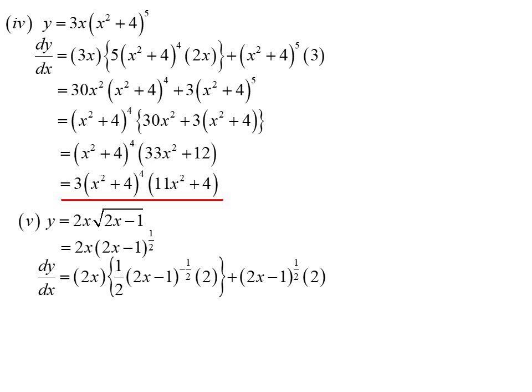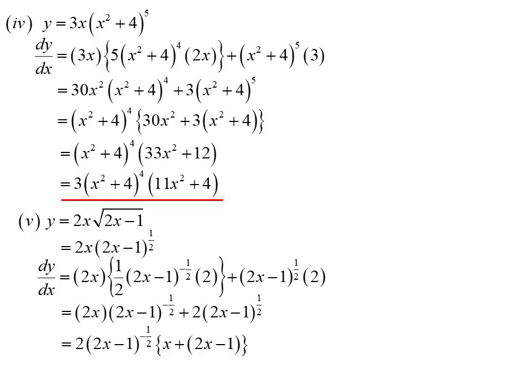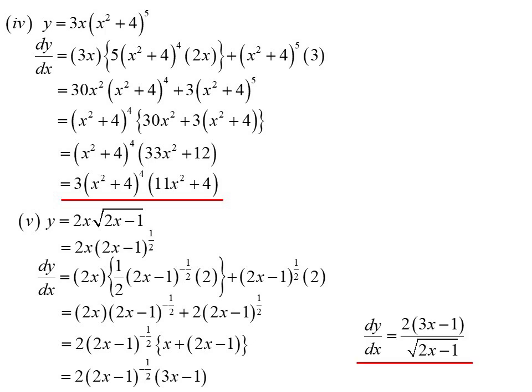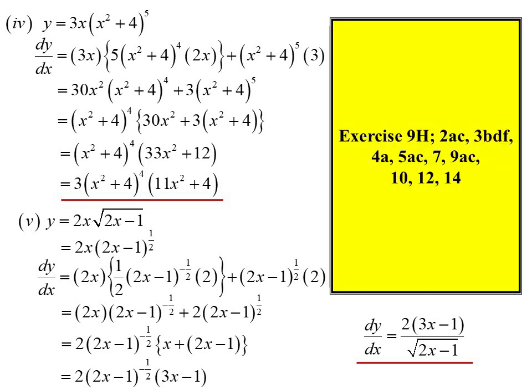Again, we end up with some common factors. We've got 2. We also have 2x minus 1. Now remember, we've got a negative power and a positive power, but whenever you factorise, it's the lowest power. That minus a half is what we're taking out there. And we're left with x plus 2x minus 1. There's the mere mortal answer. Much nicer. 2 outside of 3x minus 1 over the square root of 2x minus 1. Okay, so that is our product rule.